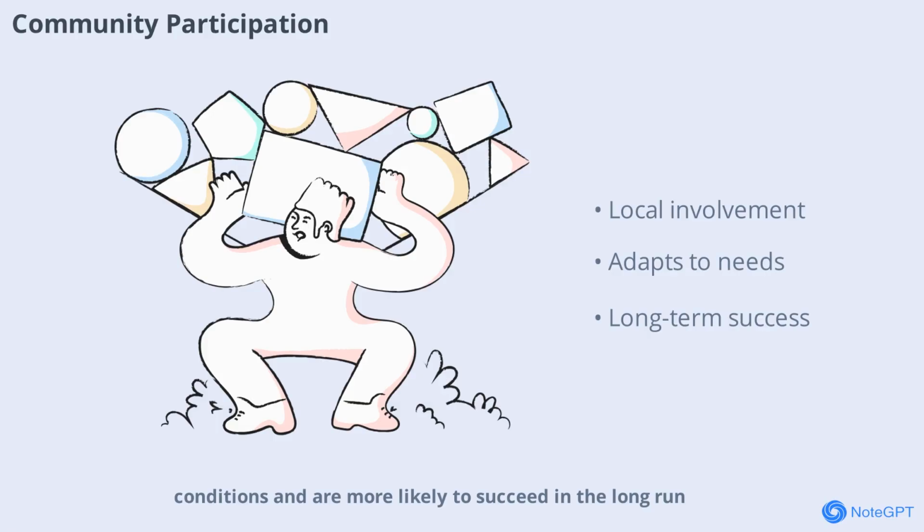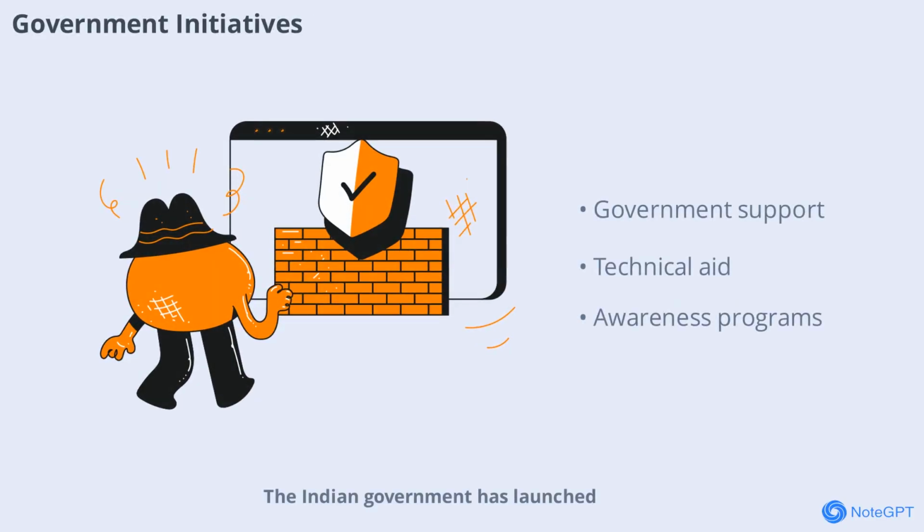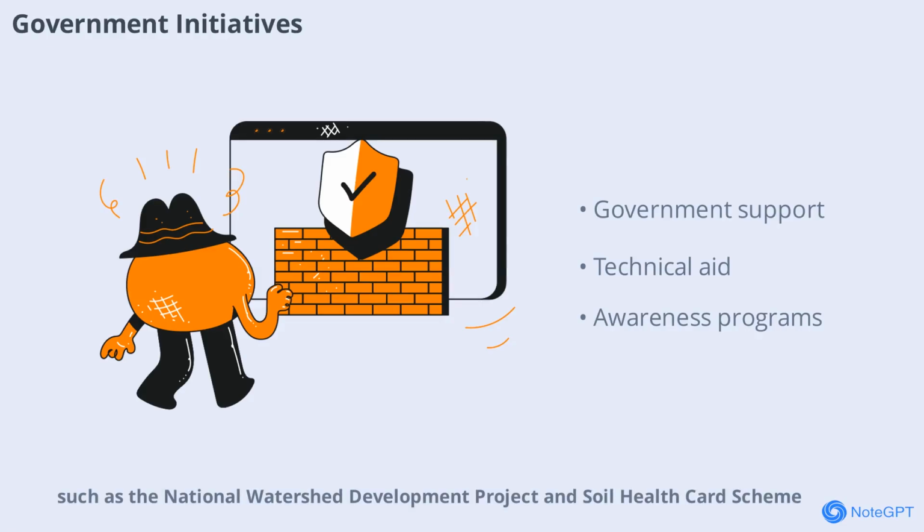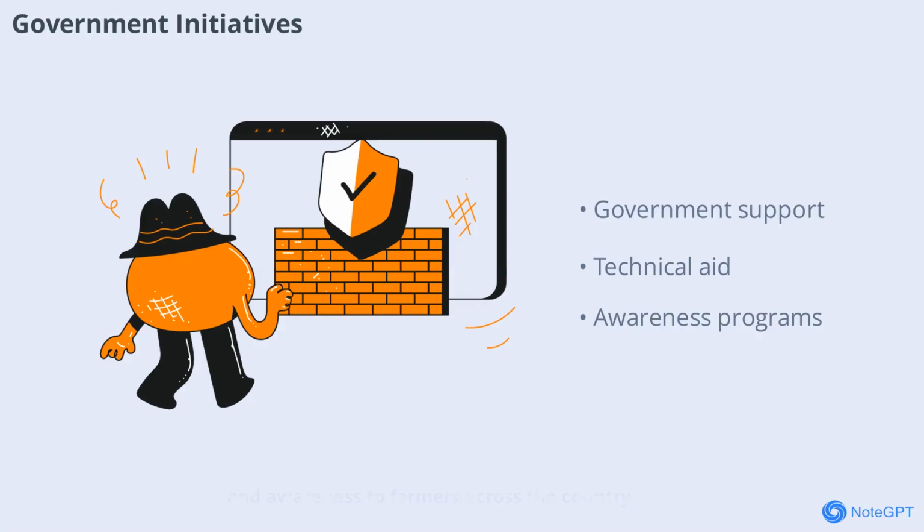The Indian government has launched several programs to promote soil conservation, such as the National Watershed Development Project and Soil Health Card Scheme. These initiatives provide technical support, funding, and awareness to farmers across the country.